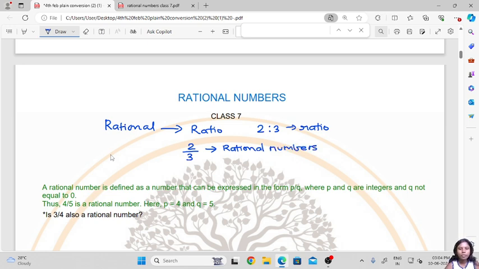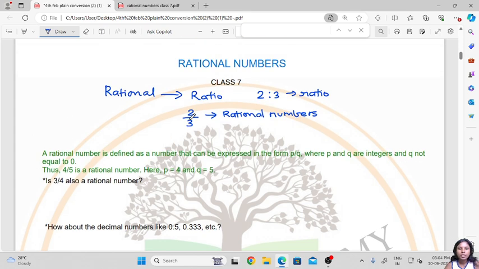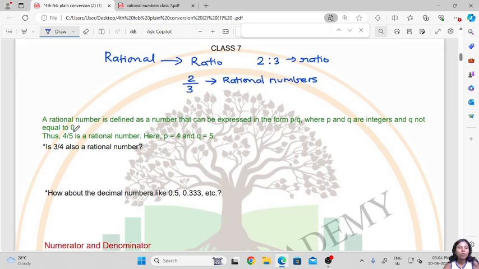So a rational number is defined as a number that can be expressed in the form of p by q, where p and q are integers and q is not equal to 0. So see here, we can say that this rational number is expressed in the form of p by q. Here p is equal to 2 and q is equal to 3. And one thing we need to remember is that q is never equal to 0. So thus 4 by 5 is a rational number. Here p, that is the numerator, is 4 and q, that is the denominator, is 5.